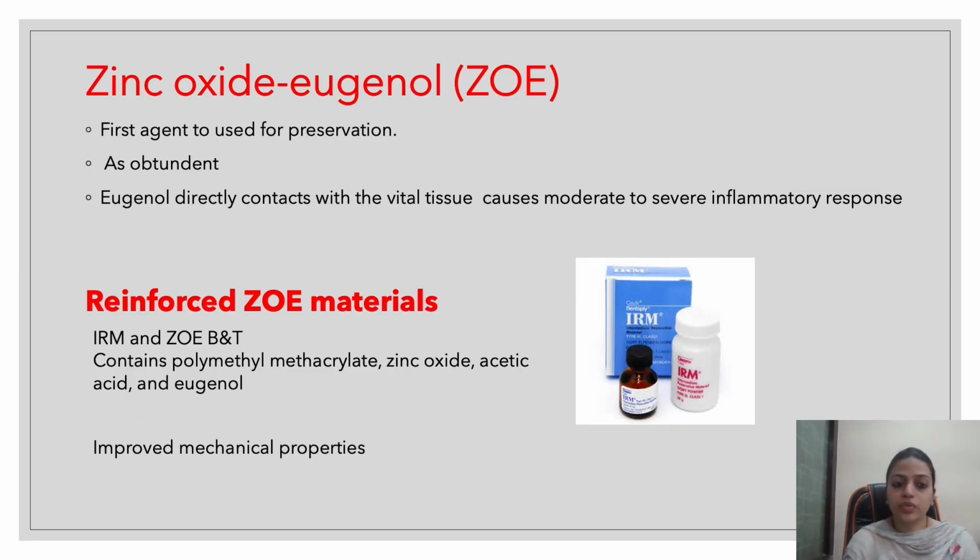Then ZOE was introduced. ZOE is zinc oxide eugenol. It was introduced for a preservation approach. It acts as an obtundant. It has a very soothing effect on the pulp, though eugenol, when it directly contacts vital tissue, can cause a mild inflammatory response. Nowadays, reinforced ZOE materials are also used like IRM and ZOE with polymethyl methacrylate, which contains zinc oxide, acetic acid, and eugenol. So it has improved mechanical properties.